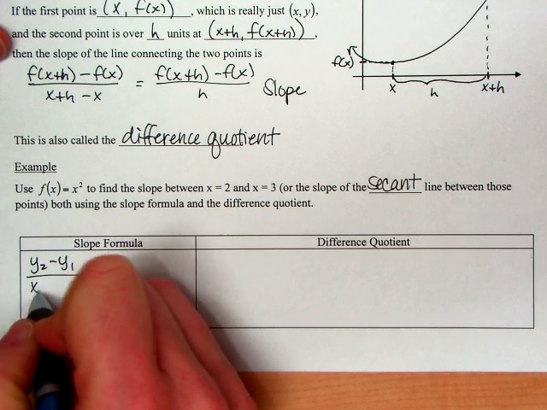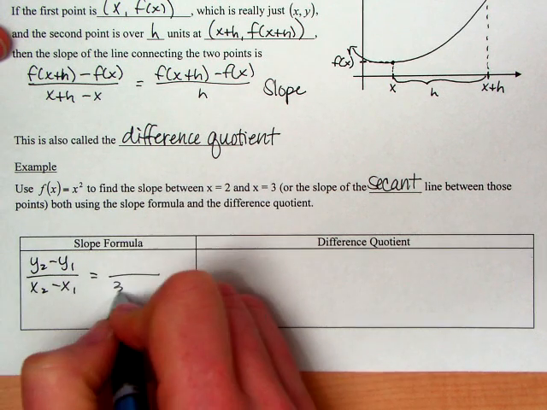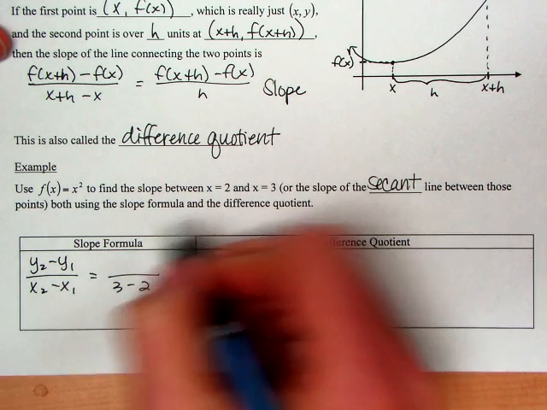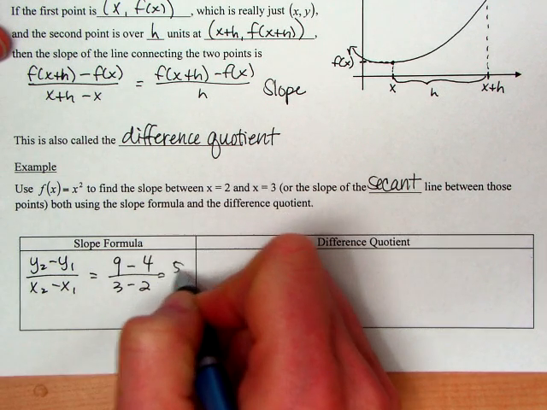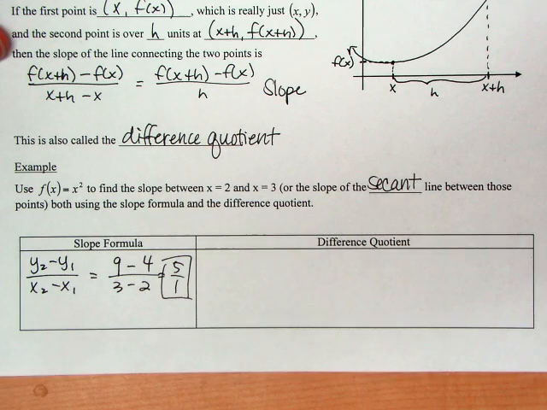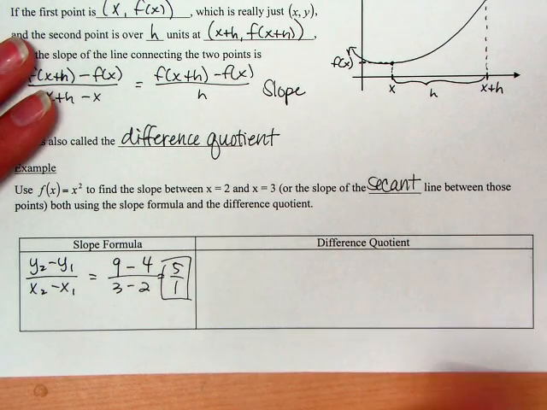So we just need to get some y values real quick. My x's are 3 and 2. So my y values would be 3 squared and 2 squared. So I'd end up with 5 over 1. That's my slope. And that's pretty old school. I mean, you know how to do that. Slope formula is not new to us. The new part is going to be the difference quotient.